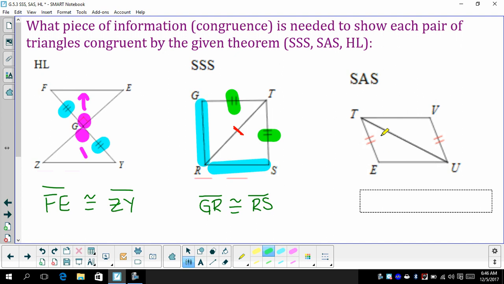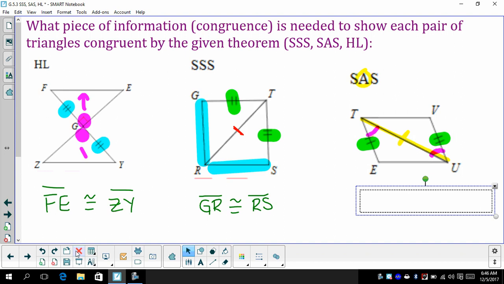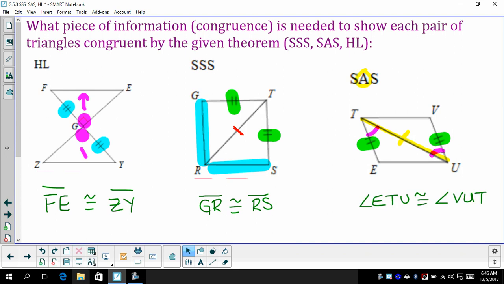And last but not least, in this triangle, I know those two sides are congruent. I also know that TU is the same in both triangles by the reflexive property, so I know that they're congruent. In order to use side angle side, I need to identify the included angle. So it's the angle between the green side and the yellow side in each triangle. So the green side and the yellow side in this triangle on the left form this angle right here. The green side and the yellow side in this triangle on the right form that angle. And so my two included angles that I would need to know are congruent are ETU and VUT.